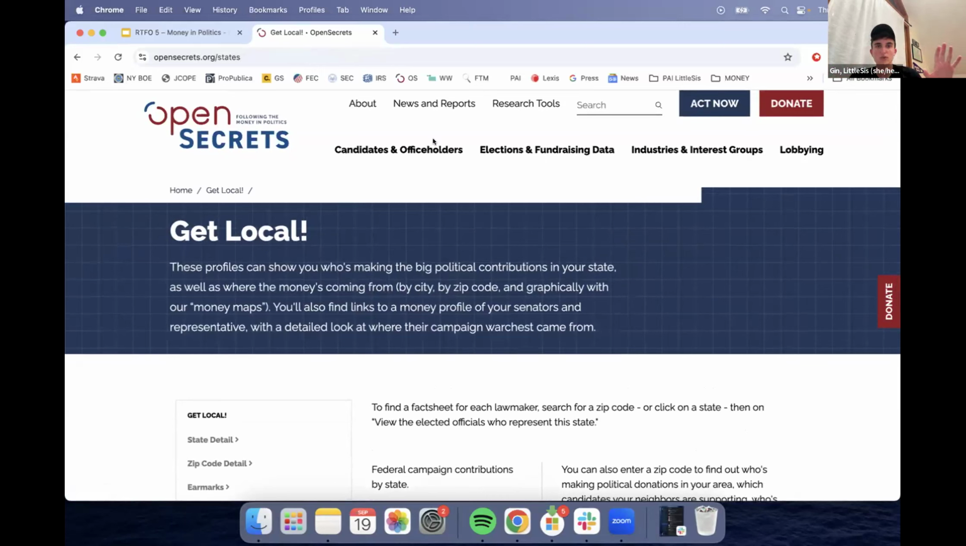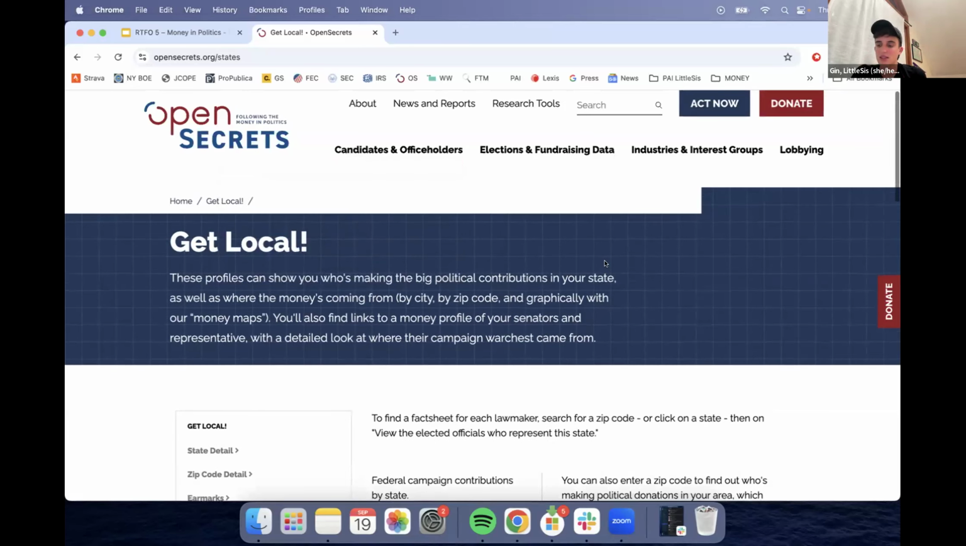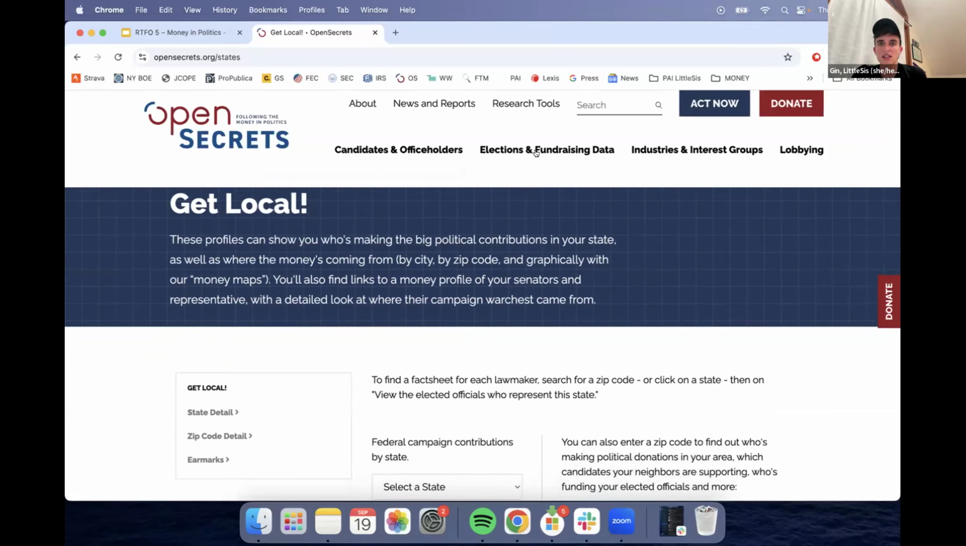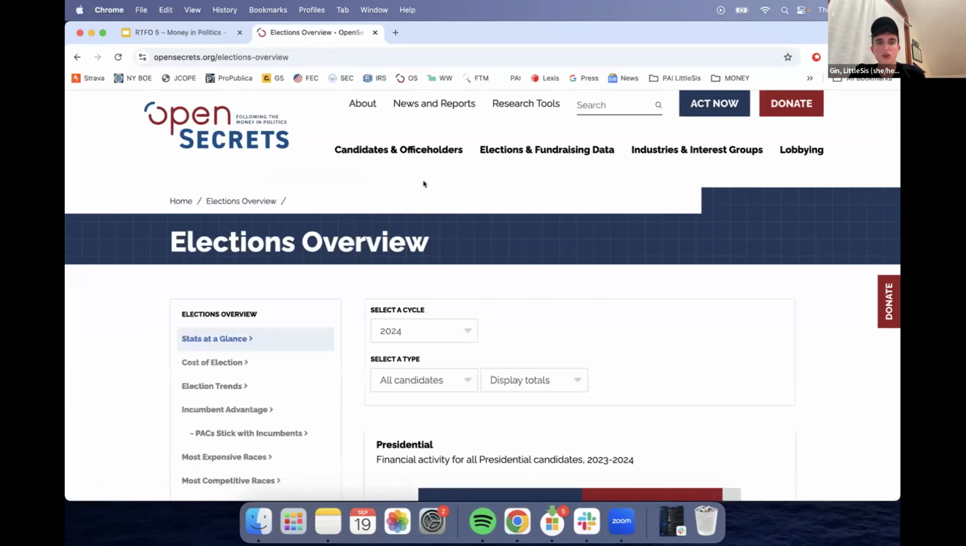So those are two within this sort of candidates and office holders bucket of data that Open Secrets has here. You guys in October will be looking at this personal finances stuff, so definitely a reason to come back. But now let's go and look at this elections and fundraising data piece. So again, a lot of stuff to look at here. We're going to just do sort of like this overview look.